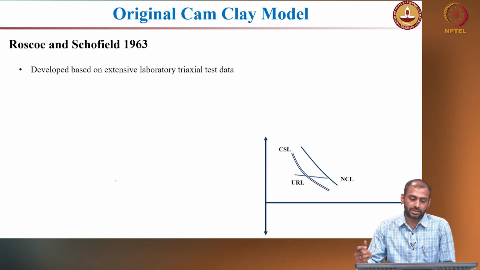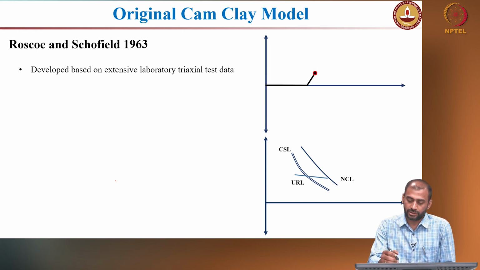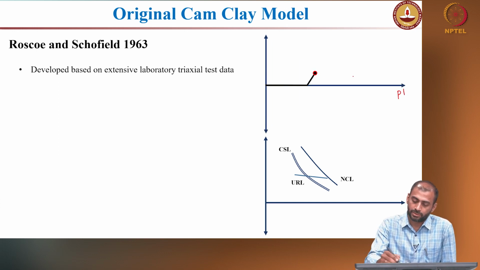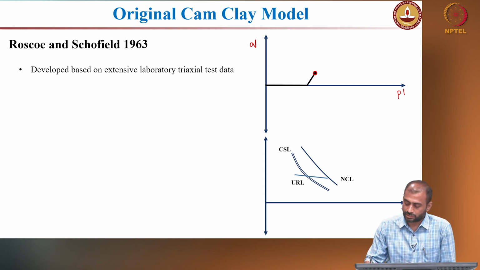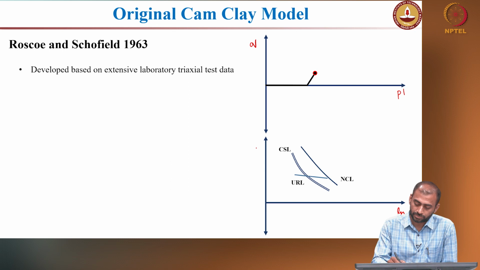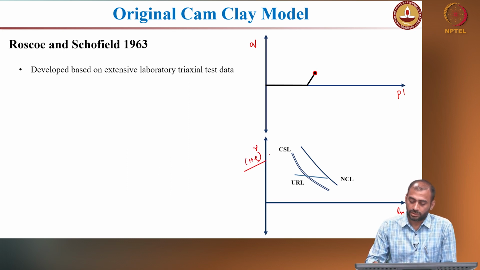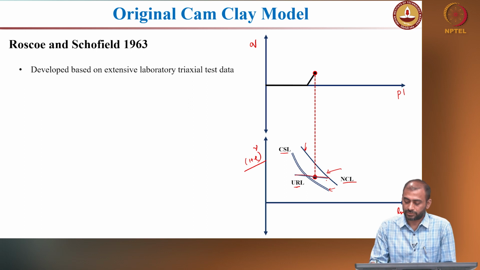So this is the introduction to the Cam-clay model. We will start discussing the original Cam-clay model. As you see here, this is the p' versus q space, and this is ln p' versus specific volume, which is nothing but 1 plus e, right. This is your normally consolidated line, and this is your critical state line. So this is your NCL, this is your CSL, and this is your unload-reload line, right.